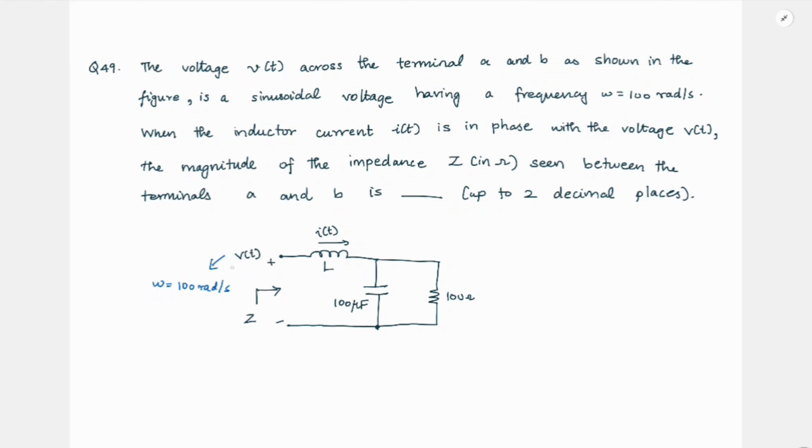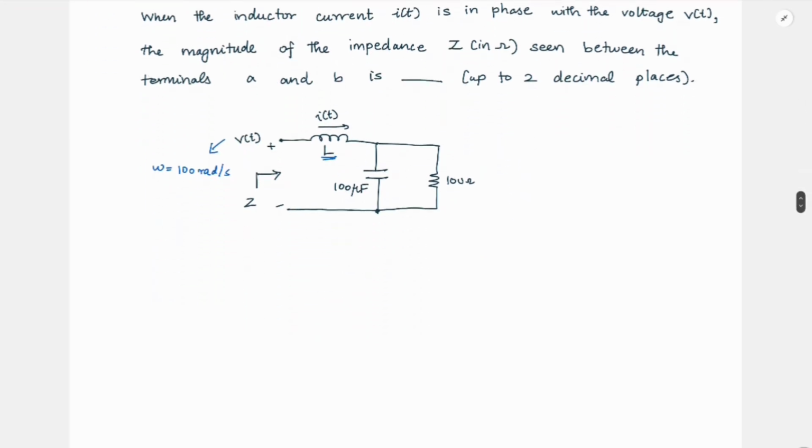So when i(t) is in phase, meaning what are you changing here? You're finding L such that your v(t) and i(t) are in phase. During that case, they are asking what is the impedance Z. So let us go to the Fourier domain. Here you have a capacitor. What will be the impedance of it? It will be 1 by j omega C.